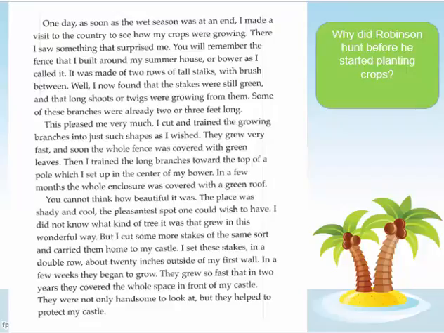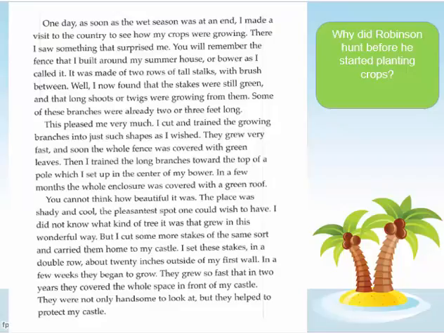I cut and trained the growing branches into just the shapes I wished. They grew very fast, and soon the whole fence was covered with green leaves. Then I trained the long branches toward the top of a pole, which I set up at the center of my bower. In a few months, the whole enclosure was covered with a green roof. You cannot think how beautiful it was. The place was shady and cool, the pleasantest spot one could wish to have.